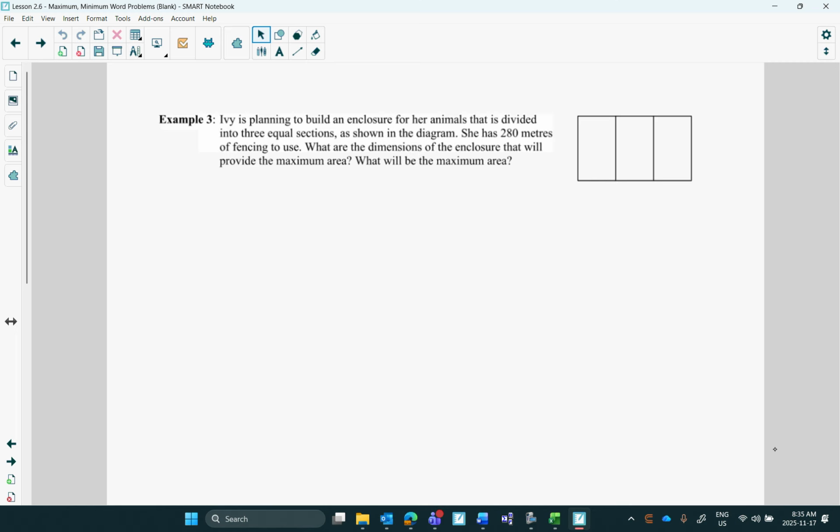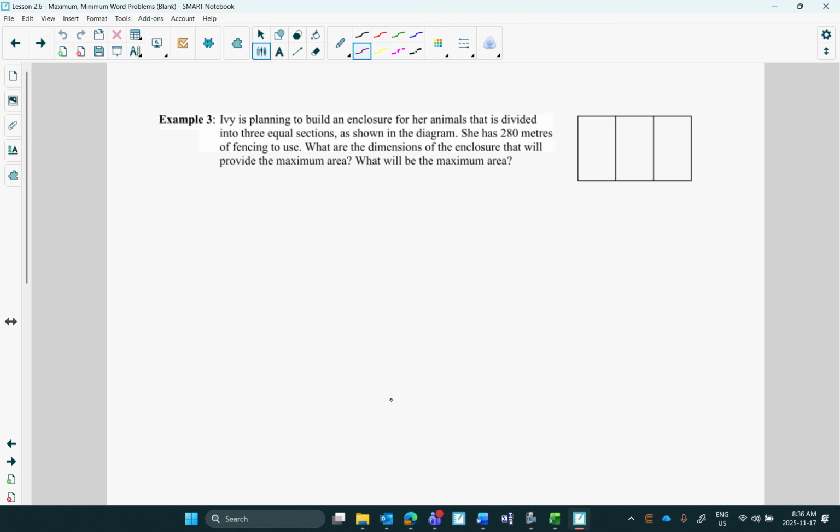So here's another example of area. Okay? Whenever you have an area problem, it's always going to have to do with the maximum area. So Ivy's planning to build an enclosure for her animals that is divided into 3 equal sections, as you see in the diagram. She's got 280 meters of fencing to use. What are the dimensions of the enclosure that will provide the maximum area? Right? So all of these, 1, 2, 3, 4, 5, 6, add up to 280.